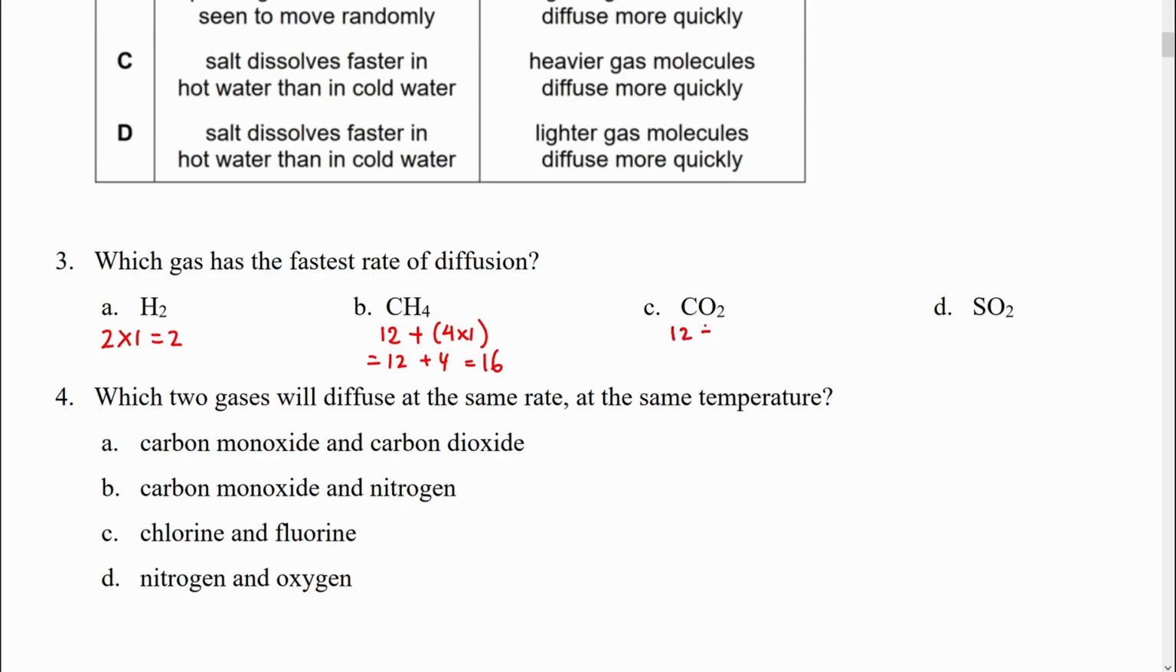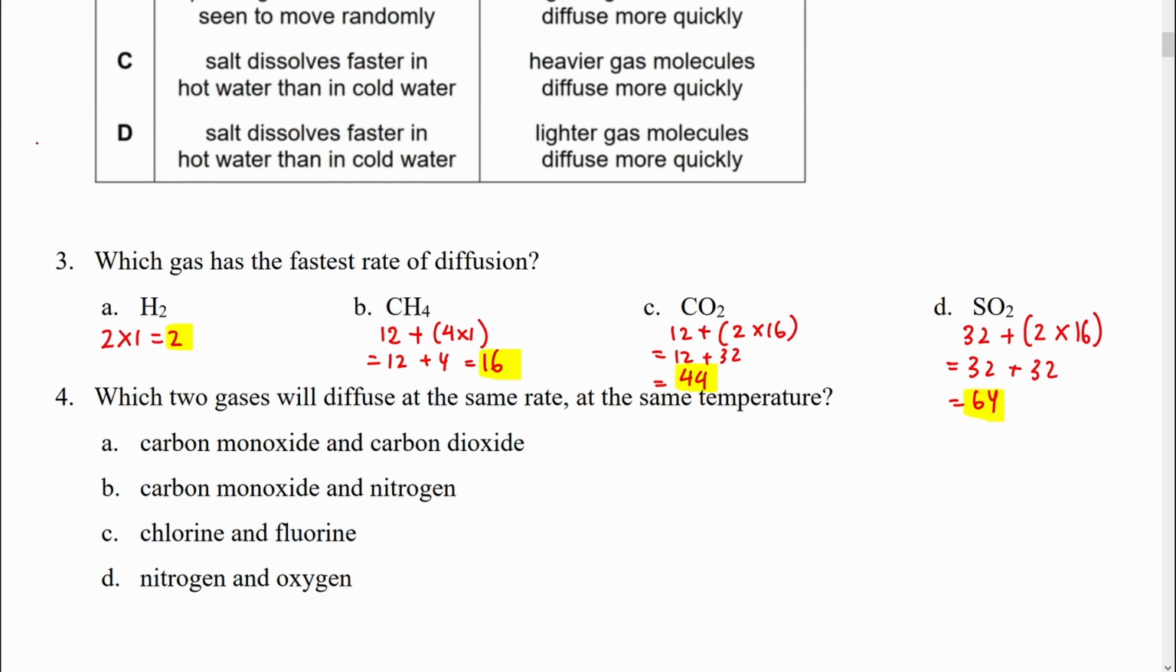In here it is 12 plus, how many oxygen do we have here? 2 oxygen. And 1 oxygen is 16. So it's going to be 12 plus 32, which is 44. And here sulfur is 32. And how many oxygen do we have? We have 2 oxygen. So that's why we times by 16, because 1 oxygen, the mass is 16. So it's going to be 32 plus 32, which is 64. So this is all the value for their masses.